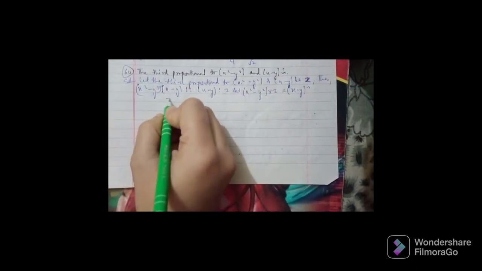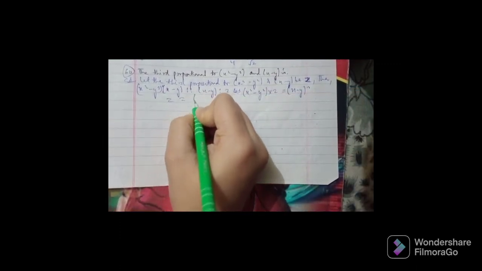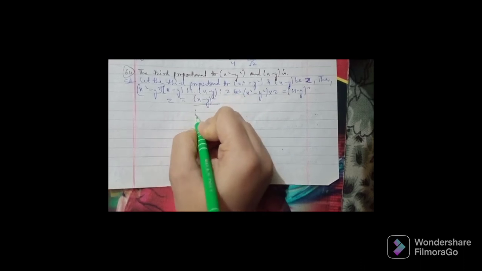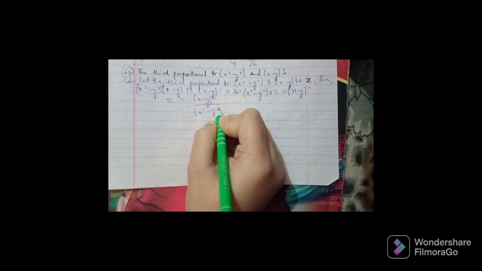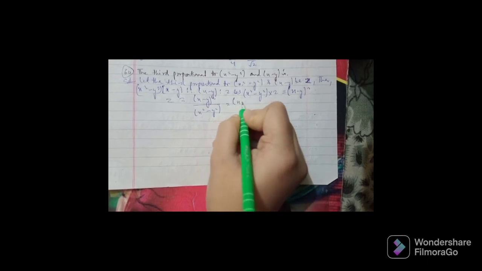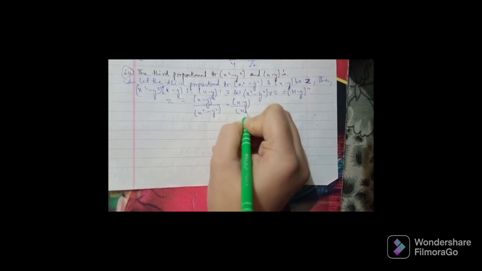So z equals x minus y square upon x square minus y square, which equals x minus y upon x plus y.